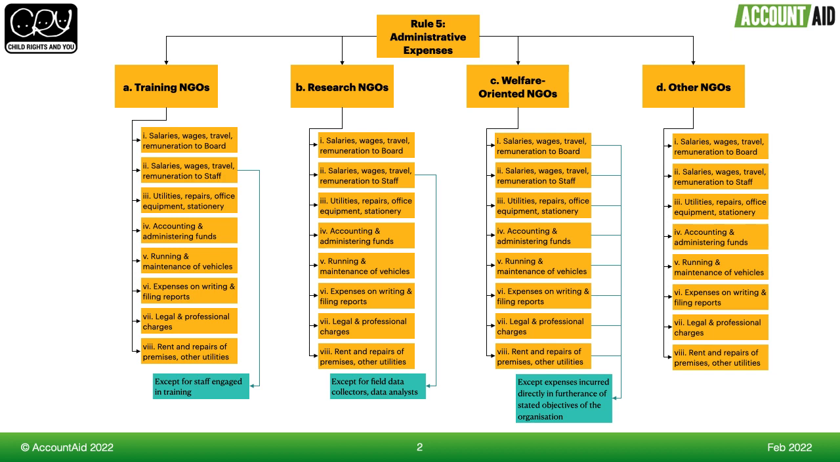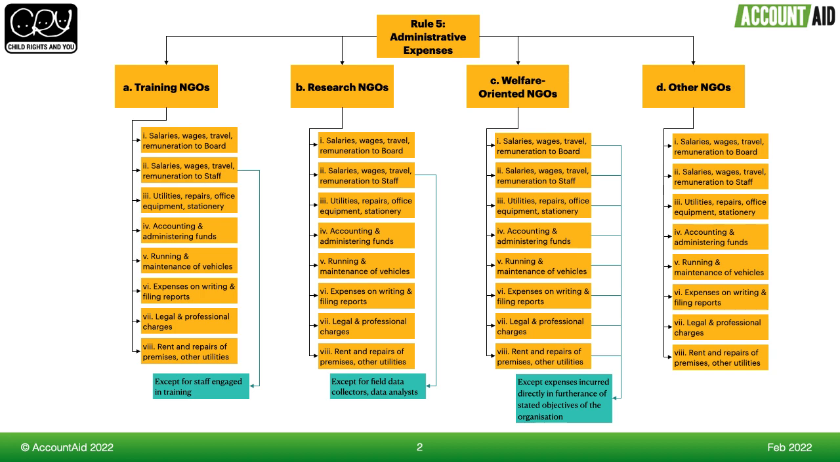To begin with, there are 8 items of expenses which are identified as administration expenses in Rule 5, and no other expense should actually be considered at any stage as administration. Within that, there are exceptions which are shown in green boxes in this chart.